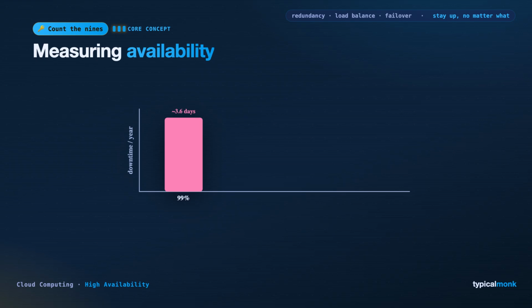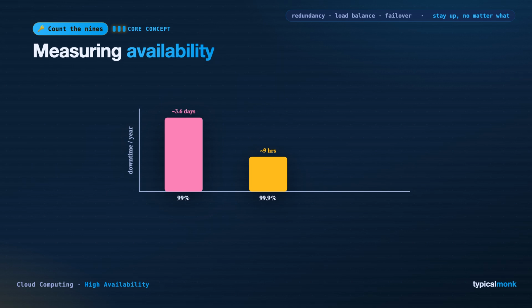They are all basically 100%, but the difference between them, measured in actual downtime, is enormous. And that is the point everyone must internalize. Let us make it concrete. 99% availability sounds great, but it means your system can be down about 3.5 days per year and still hit the target.